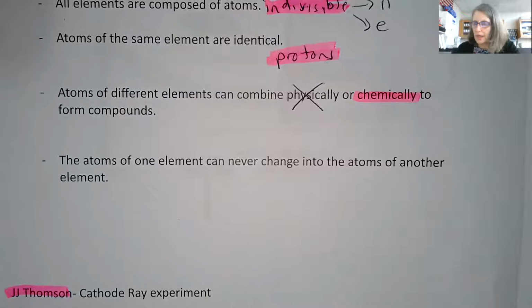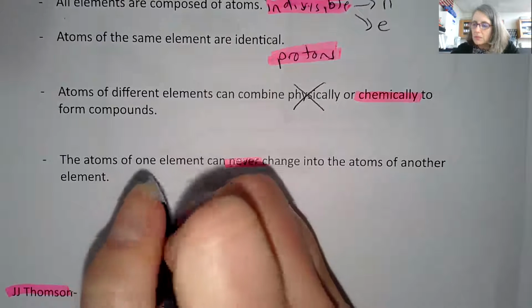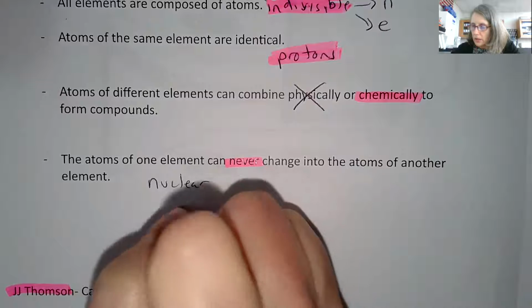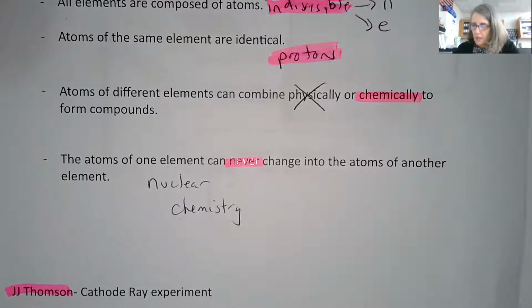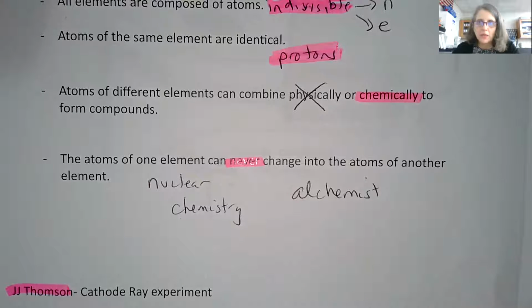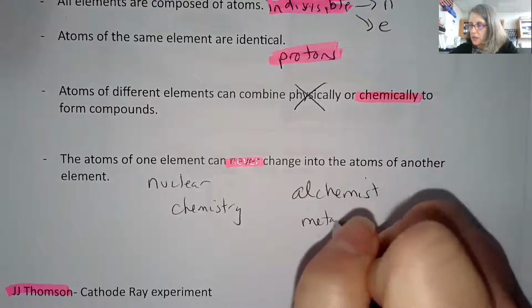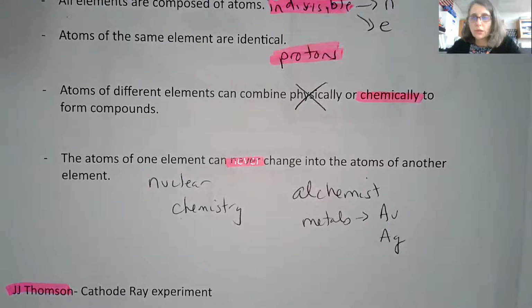And finally, the atoms of one element can never change into the atoms of another element. That's no longer true. In particle physics, quantum mechanics, we could say nuclear chemistry, you could bombard something with a neutron and change it. The alchemists from history were essentially the first chemists. They were taking metals and trying to change them into gold or silver and sell them, or say, oh, look at my abilities here. But we know now that that was not true.